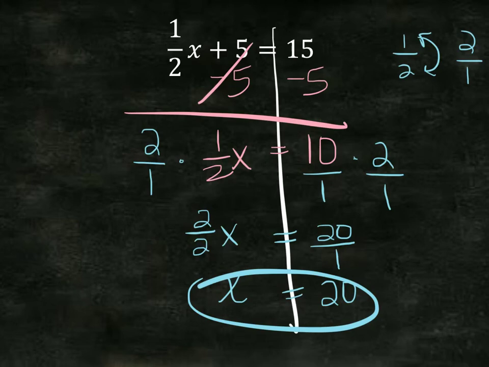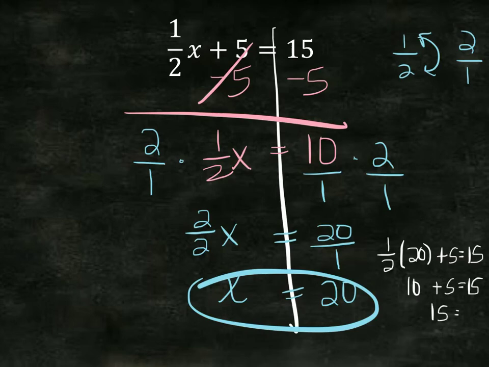I could check my work if I want to. 1/2 of 20 plus 5 equals 15. 1/2 of 20 is 10. And 10 plus 5 is 15. Again, checking the work, I've got a true statement, which means I know I did it right.